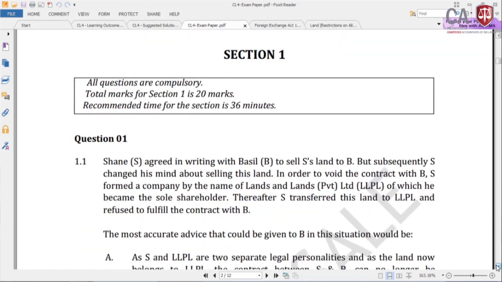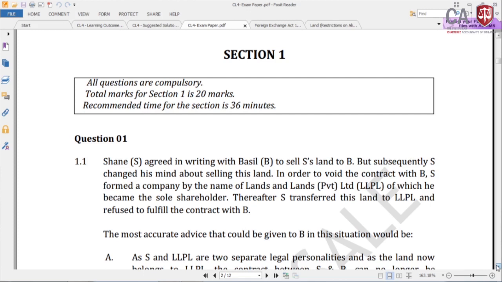Now let us go to section 1, which is the multiple choice questions, and there it says all questions are compulsory. Total marks for section 1 is 20 marks because you are getting 10 questions, 2 marks for each, and the recommended time for the section is 36 minutes.